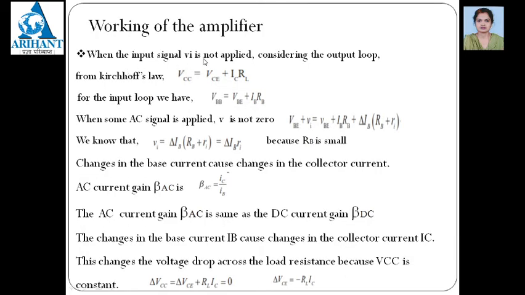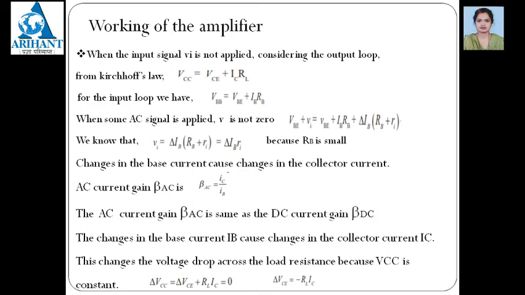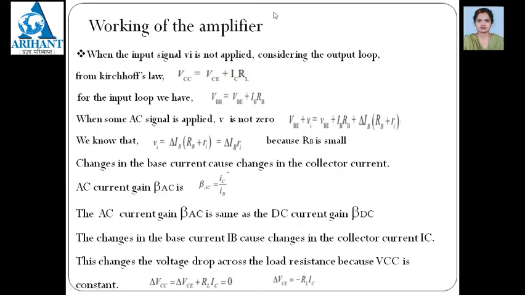Now, when this input signal Vi is not applied, considering the output loop from Kirchhoff's law, VCC is equal to VCE plus IC into RL. If you see only this circuit, the potential differences are IC into RL, and second, VCE. According to Kirchhoff's law, the direction is that of the conventional current, so it is positive: IC into RL plus VCE, since the voltage goes from negative to positive. So we get VCC equal to VCE plus ICRL.